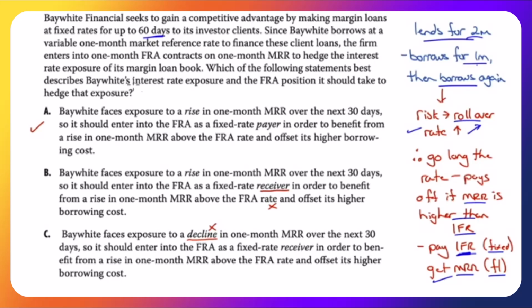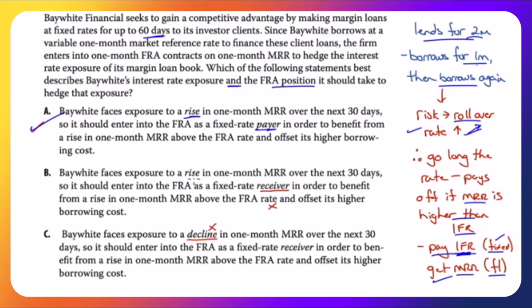Which of the following statements best describes our interest rate exposure and the position it should take? Bay White faces exposure to a rise in 1-month MRR over the next 30 days. That's exactly what we face. So it should enter the FRA as a fixed rate payer. There we are. There's the payer. The IFR is the fixed rate as a fixed rate payer in order to benefit from a rise in 1-month MRR above the FRA rate and offset its higher borrowing cost. That's exactly what we should do.